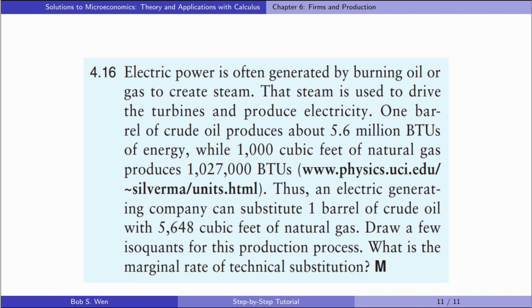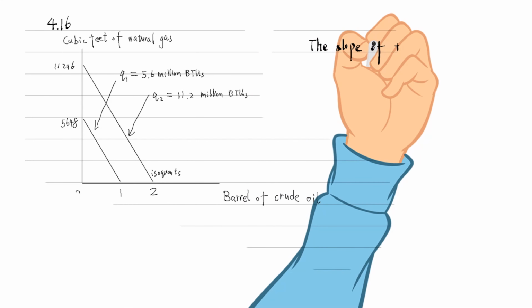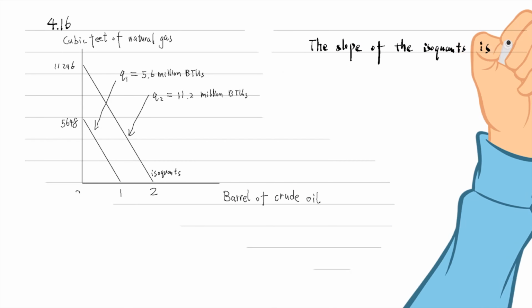Draw a few isoquants for this production process. What is the marginal rate of technical substitution? The two inputs are perfect substitutes for producing electricity. The production function is linear. The isoquants for the linear production function are straight lines. The slope is the marginal rate of technical substitution.